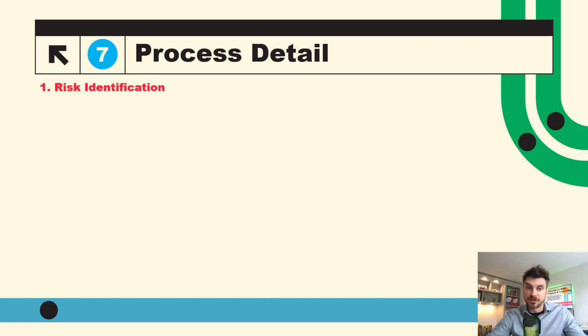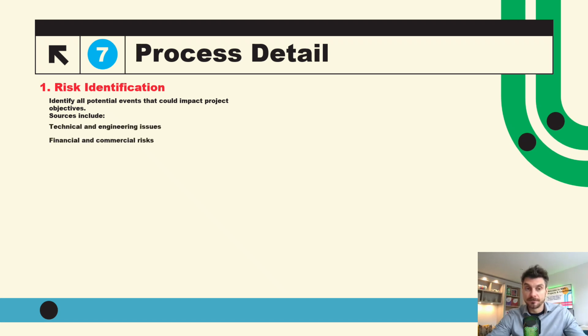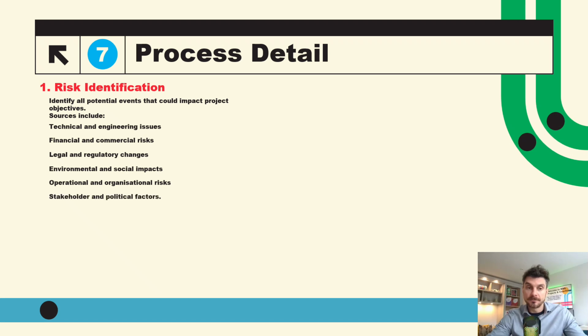Risk identification. Identify all potential events that could impact project objectives. Sources include technical and engineering issues, financial and commercial risks, legal and regulatory changes, environmental and social impacts, operational, organizational risks, and stakeholder and political factors.